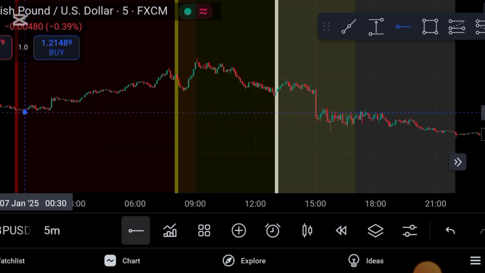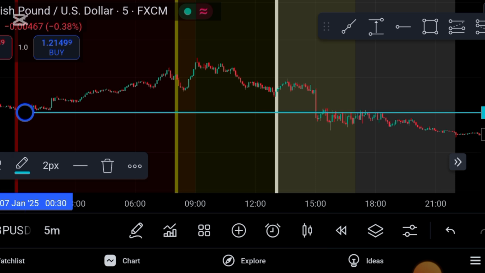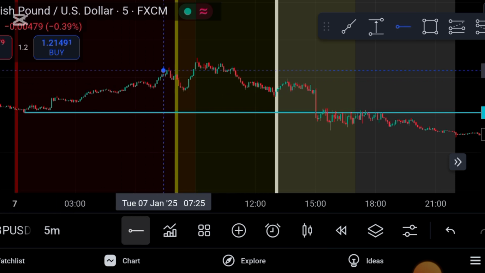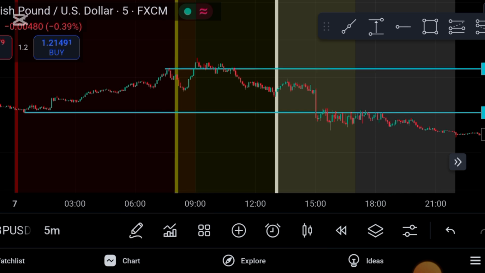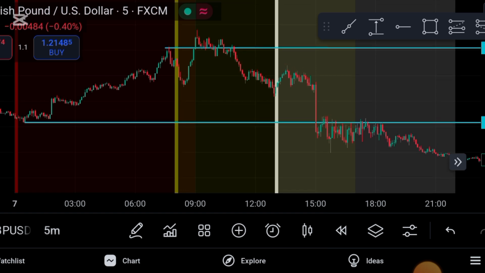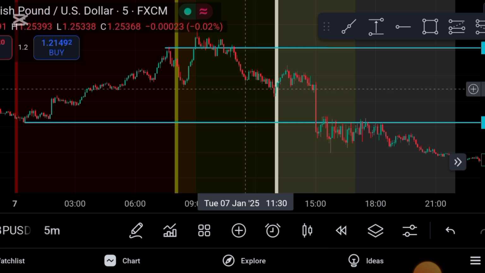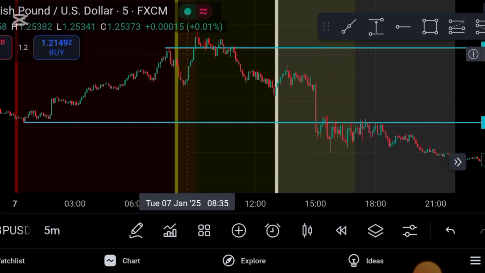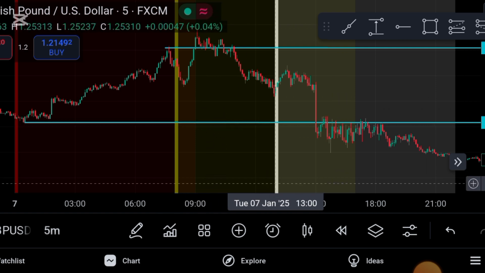You're going to go to the swing low of the Tokyo session. You're going to draw a line across that. You're going to go to the highest point of the Tokyo session, which is this one here. You're going to draw a line over that. Okay. So what are we going to wait for? We are going to wait for a breakout of these two lines. It either breaks out or it breaks below.